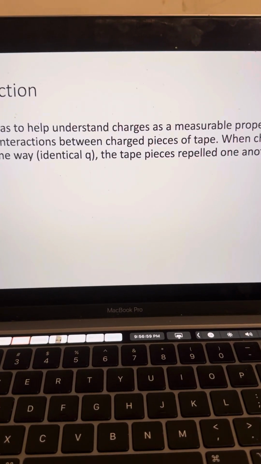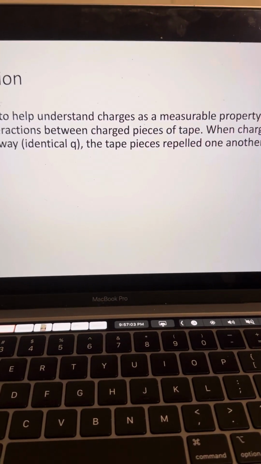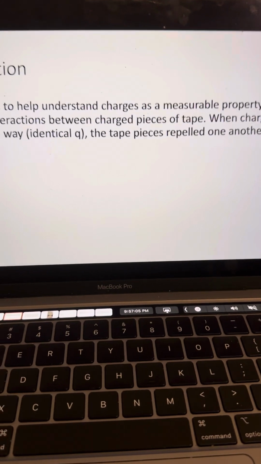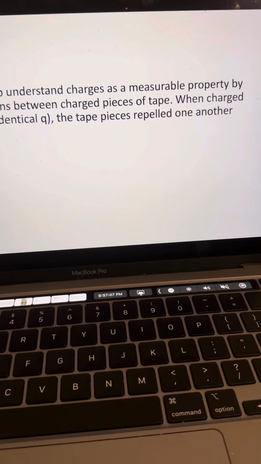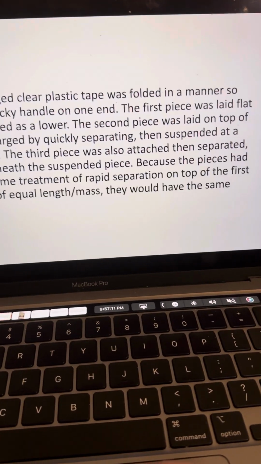So, this lab was to help us understand charges as a measurable property by studying interactions between charged pieces of tape. When charged in the same way, identical Q, the tape pieces repelled one another.